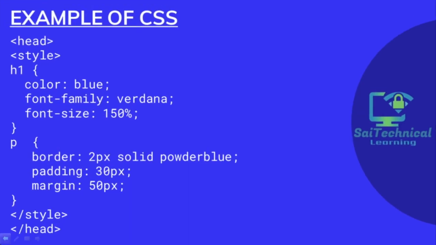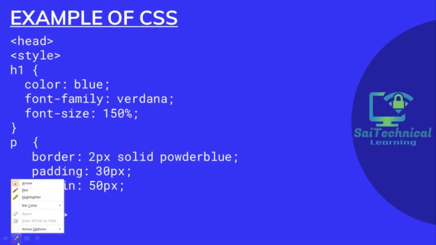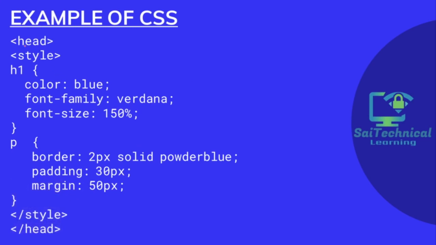Next one, how we can use that particular CSS. Here first we have used the head tag, and inside the head tag we have the style tag, and for the style tag we have certain styles for different elements of HTML. For h1 elements we are providing rules like colors, font family, font size, etc. Similarly, for the p element we are providing things like border, padding, margin, etc. Then we need to close the style element as well as the head element. So let's start with the demonstration.